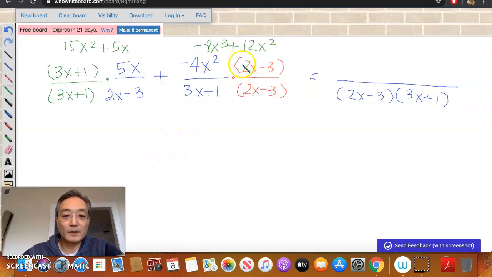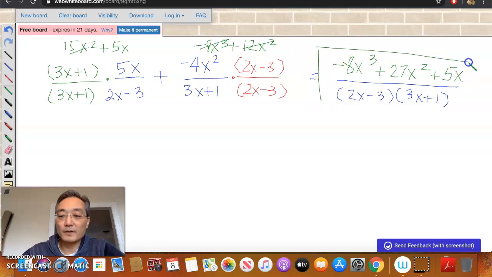And then we're going to have negative 4x squared times negative 3 is positive 12x squared. Now, as you can see, we do have like terms here. So it looks like the negative 8x cubed, and then the 15x squared and the 12x squared is going to give us plus 27x squared, and then finally the 5x plus the 5x. And I believe that is our addition.